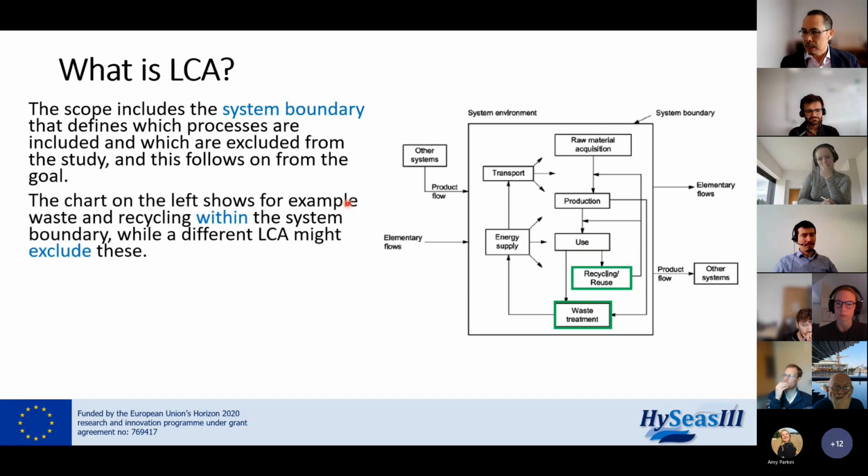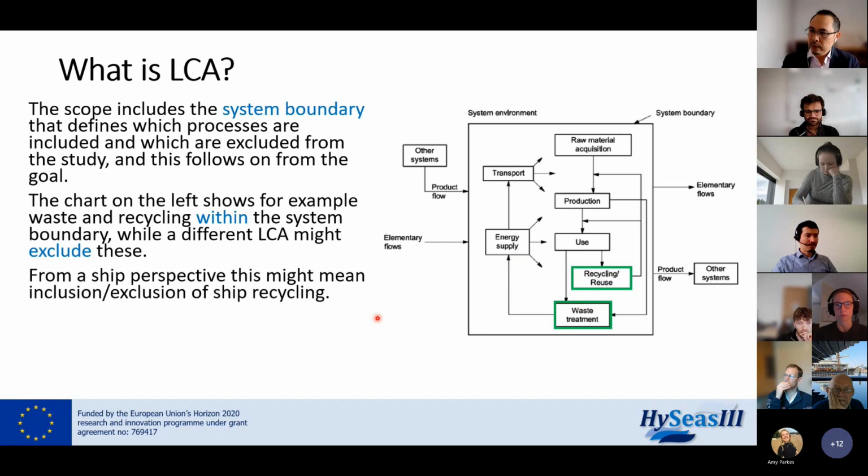So in this example, waste and recycling is within the system boundary, while for a different LCA, these might actually be excluded. And this brings in the whole point that it's often very difficult to compare one LCA to another, because the basis, the system boundary, the assumptions and the methodology are all different. So always compare LCAs with a lot of care, or maybe not at all.